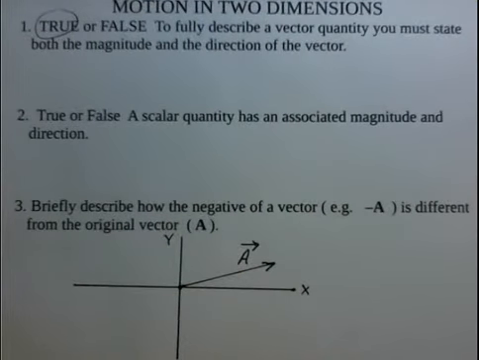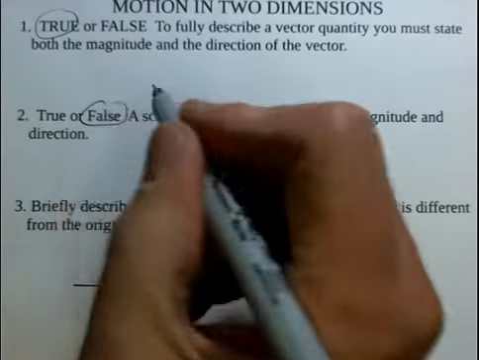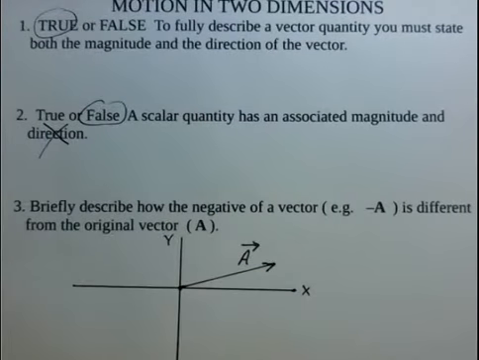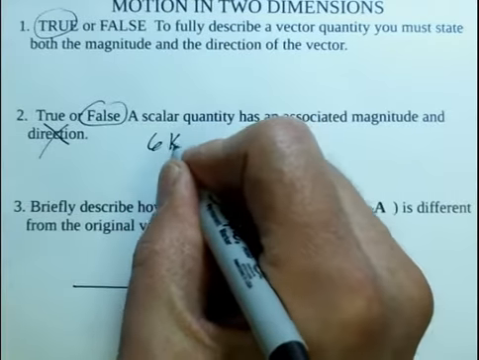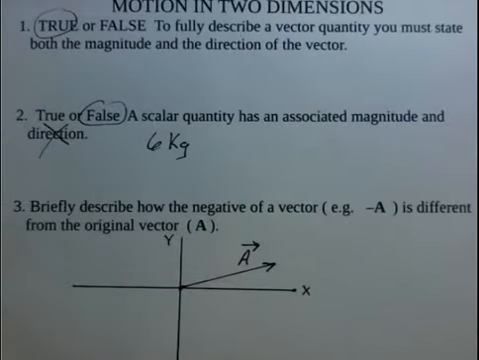A scalar quantity has an associated magnitude and direction, and that is false. Scalar quantities don't have a direction. 6 kilograms. That's not 6 kilograms to the east or 6 kilograms at 30 degrees. It's just 6 kilograms. So there are magnitudes for scalar quantities but not direction. Vectors have magnitude and direction. Force, velocity, acceleration, those vectors have magnitude and direction.